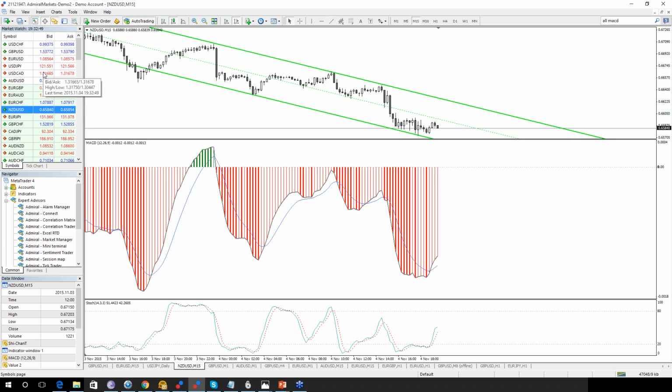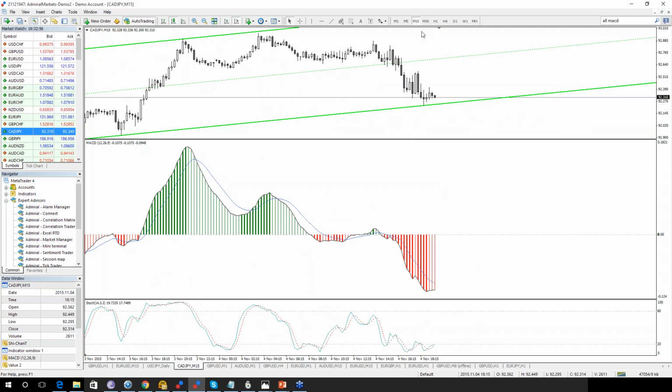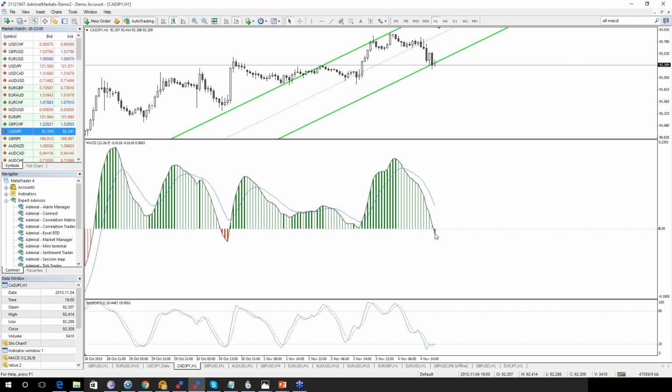And in dollar CAD example, or we had CAD yen example. You want to see, okay, 1 hour time frame. You want to see that this histogram starts to thin because you want to buy it, okay?